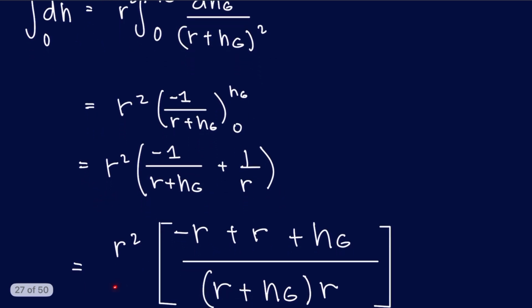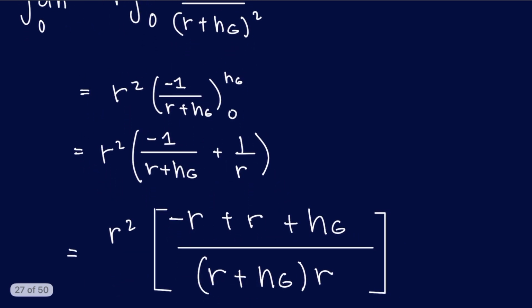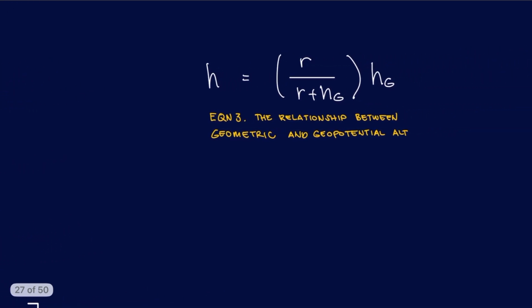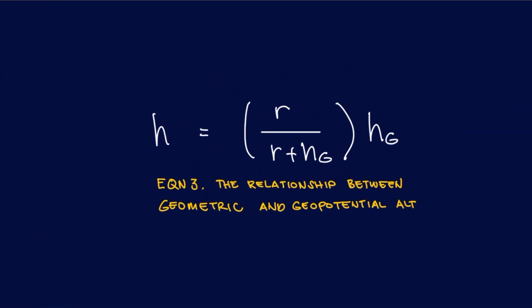Simplifying further, we get the final equation, which explains the relationship between geopotential altitude and geometric altitude. There is a relationship between the actual altitude that we are measuring relative to sea level and the fictitious altitude, which is the geopotential altitude.